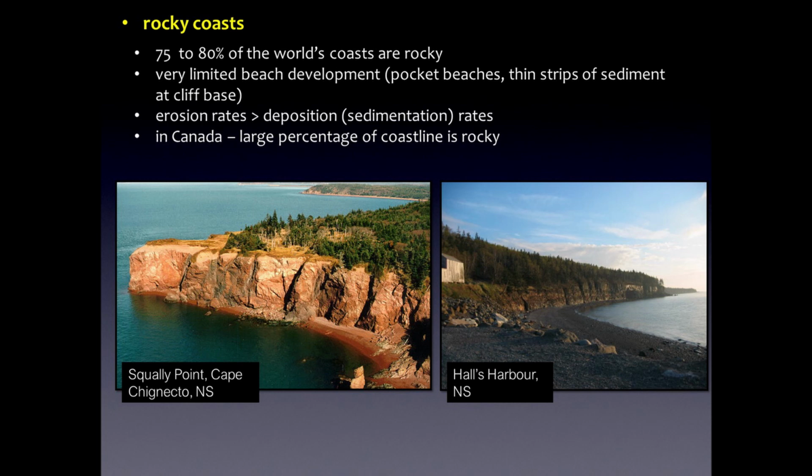Or these are really thinner layers of sediment along the cliff base, which might extend further seaward as the tide goes out, especially here along the Bay of Fundy. Because it's an erosional coastline, what we see is that the rates of erosion far outweigh the rates of sedimentation or the rates of deposition. Finally, here in Canada, most of our coastline is rocky.